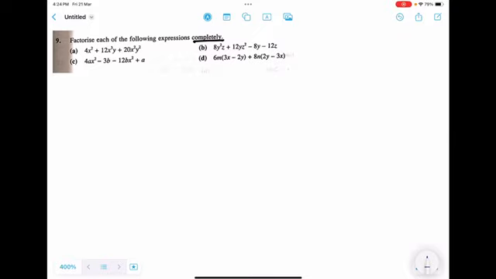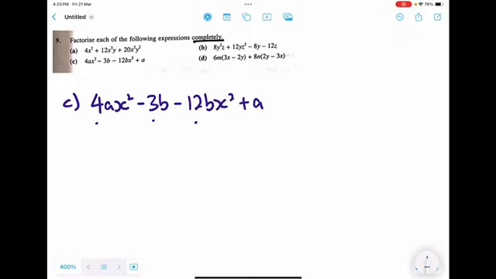Moving on to question C. Now C wants us to factorize 4ax squared minus 3b minus 12bx squared plus a. Now looking at my numbers, I have 4, 3 and 12 over here. But I do not have a number here, so there is no way that I can factor out my numbers from all of these terms at the same time.